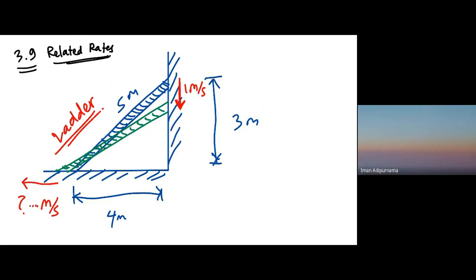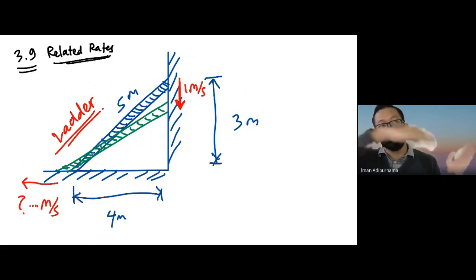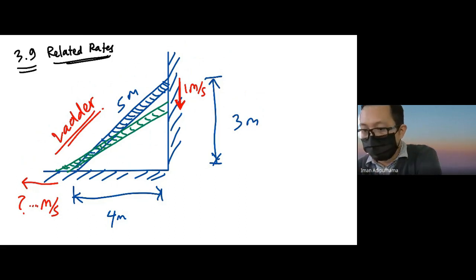Okay, so first, what will happen if the ladder is going down, down, down? Of course, this length here will be reduced, right? The one that is touching the wall, the length in this area here, will be going down. So this is 3 meter, going down. And the length of the 4 meter here, the one that is touching the ground, will be increasing, right?